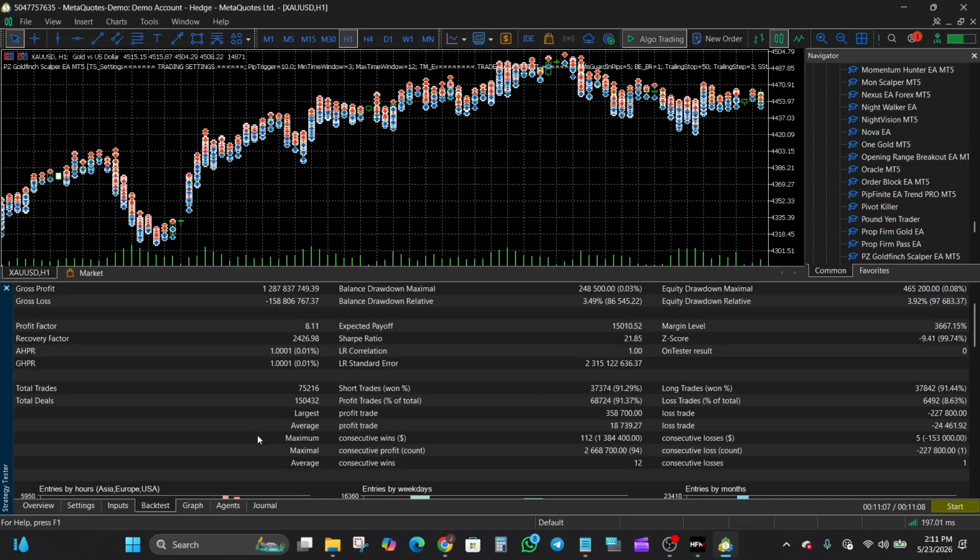Okay, so the largest profit trade was 358,700, and the largest loss trade was 227,800. The average profit was 18,739.27, and the average loss was 24,461.92. So this tells me that the risk to reward ratio is quite bad because the average profit is even less than the average loss. Even though the largest profit is more than the largest loss, let us judge with the average. So the average profit is quite less compared to the average loss.